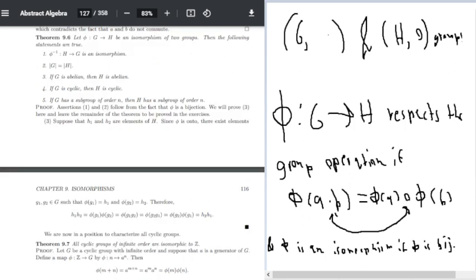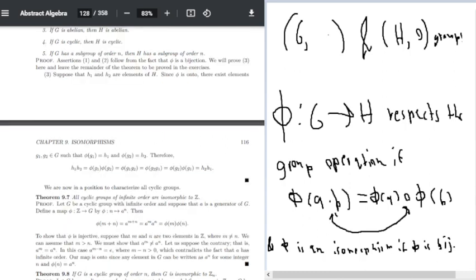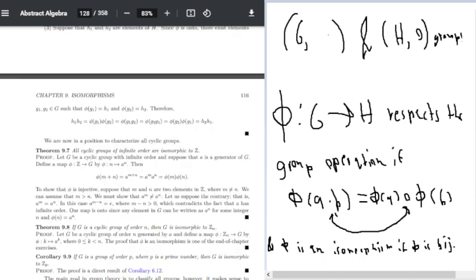We will prove 3 here, and leave the remainder of the theorem to be proved in the exercises. 3. Suppose that h1 and h2 are elements of H. Since phi is onto, there exist g1 and g2 in G such that phi of g1 equals h1 and phi of g2 equals h2. Therefore, h1 h2 equals phi of g1 times phi of g2, which equals phi of g1 g2, which equals, using the commutativity at this step, phi of g2 g1, which equals phi of g2 times phi of g1, which equals h2 h1.